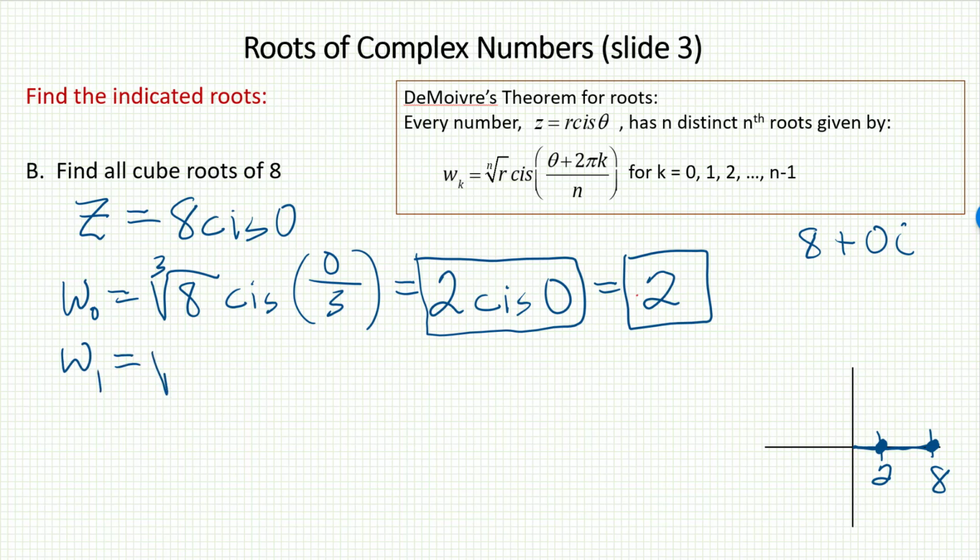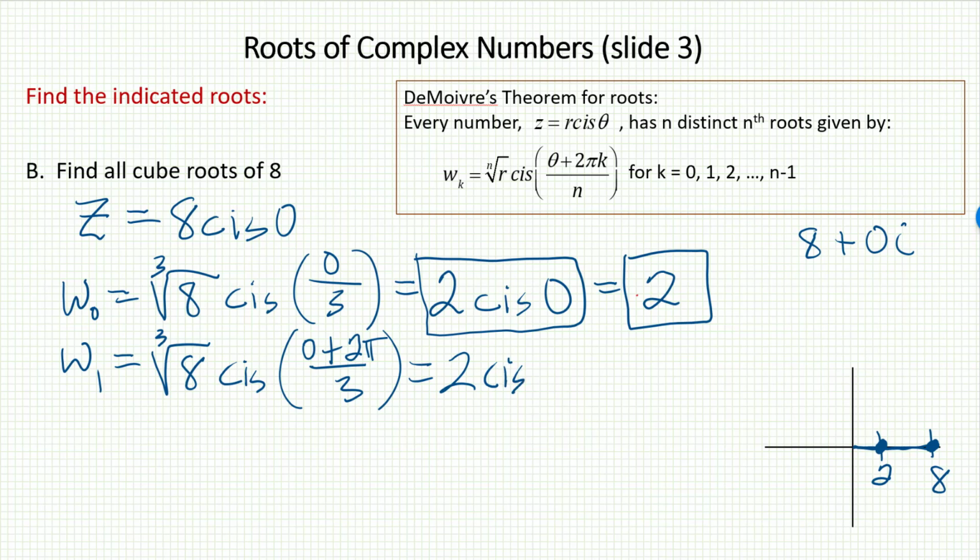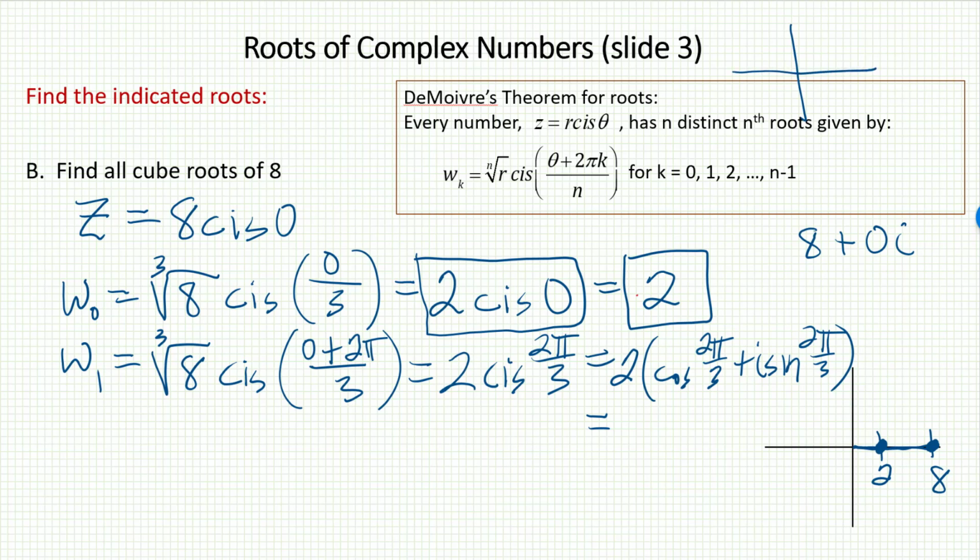W1 will give us the next one. Once again, cube root of 8. And then in the argument part, it's going to be the 0 plus the first multiple of 2 pi, and then divided by 3. This simplifies to be 2 cis 2 pi over 3. Let's write that out the long way and switch to standard form. Let's see, I need to know what cosine 2 pi over 3 is and sine 2 pi over 3.